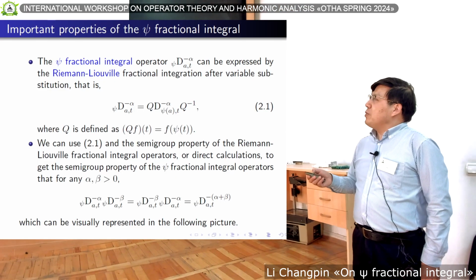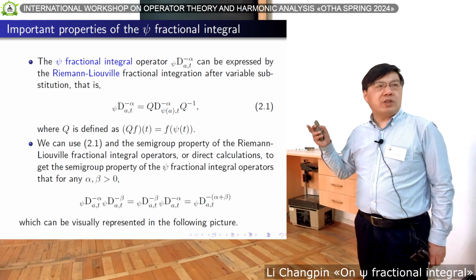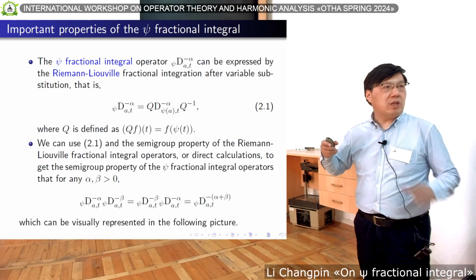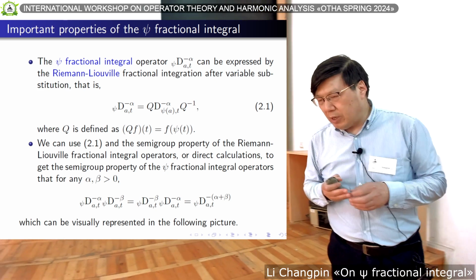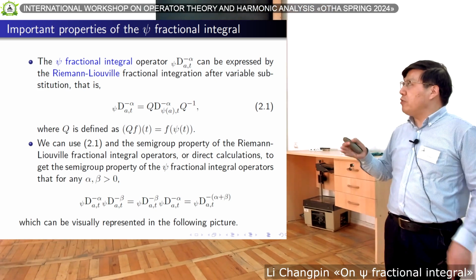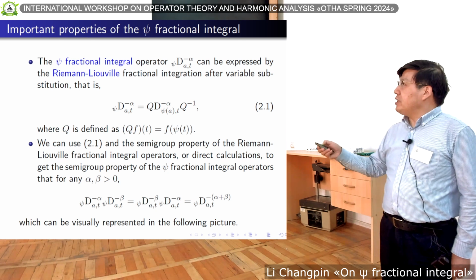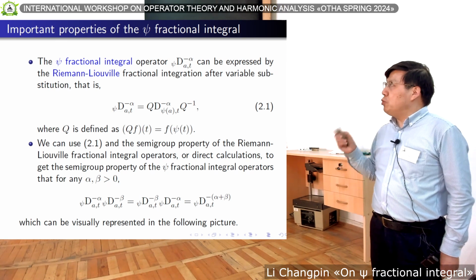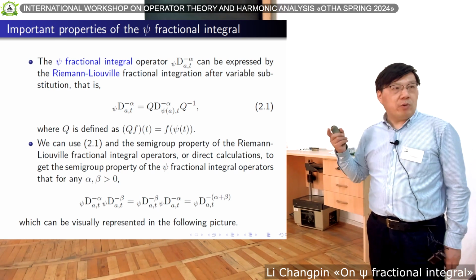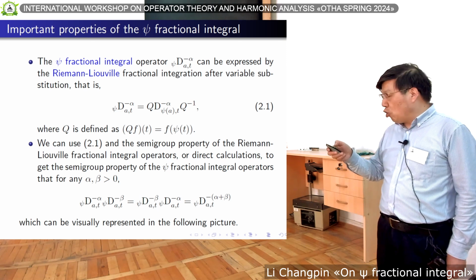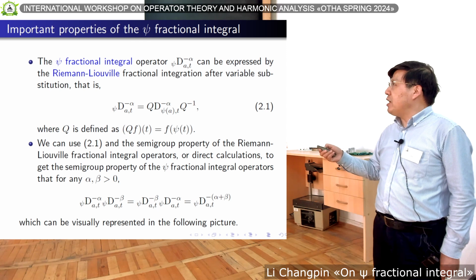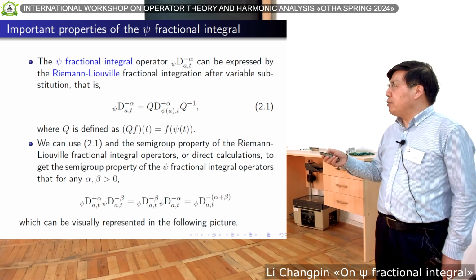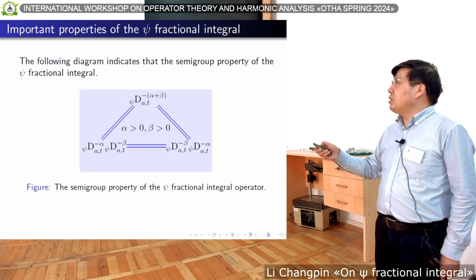Now, since this is a combination of the Riemann fractional integral and the Stieltjes integral, what is the relationship between the Riemann definition and the precise fractional operator? We have this relation. We can use this formula and the semi-group property of the Riemann fractional integral to get the semi-group property of the precise fractional integral operators like this. It can be visually represented in the following picture.